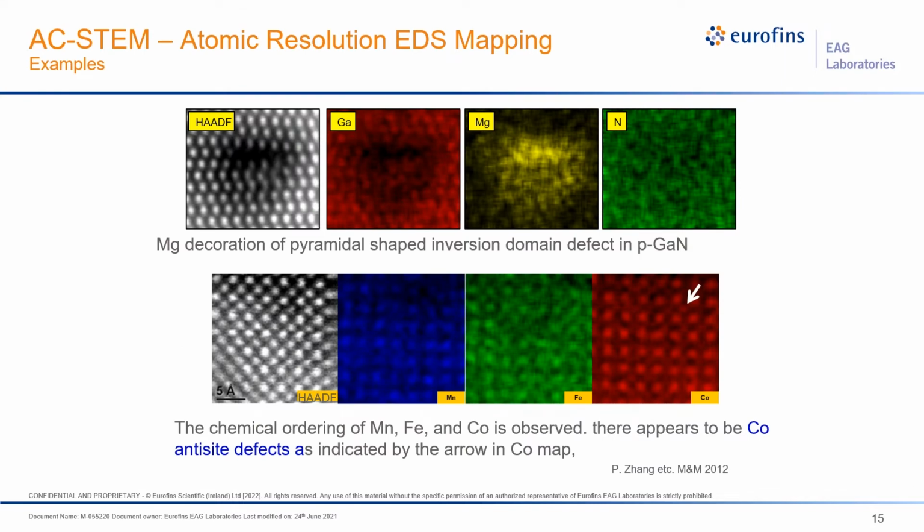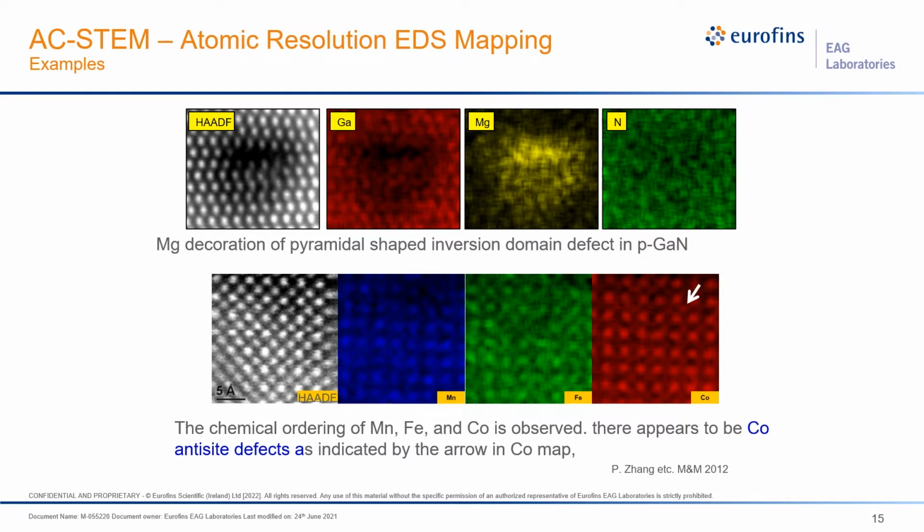And so this is just an example showing the type of data that we can get sort of at the extreme. So we can actually acquire atomic resolution Z contrast images. This is an example of a magnesium decorated inversion domain, a pyramidal shaped inversion domain in GaN. And so you can see here we've clearly resolved the columns of the gallium and the gallium nitride, and we can see that the magnesium itself in EDS is actually relegated to this surface up here in the top.